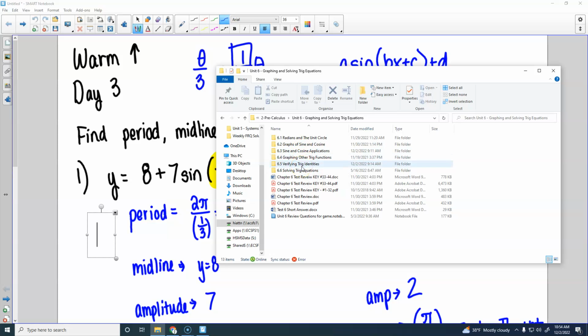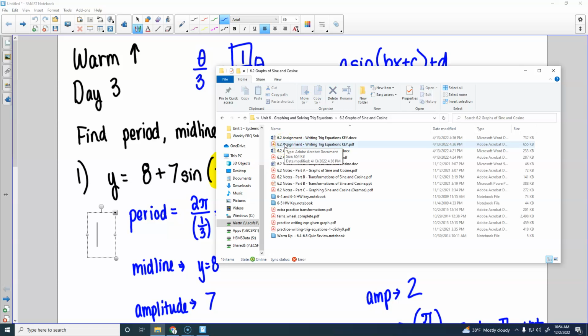So I will not ask you to graph anything by hand, but I will ask you to write equations for graphs. Although you don't have to be able to graph something by hand, you need to be able to match an equation to a graph, or write an equation for a graph. So let's look at this worksheet. Where is it at so I can open it? Right here.